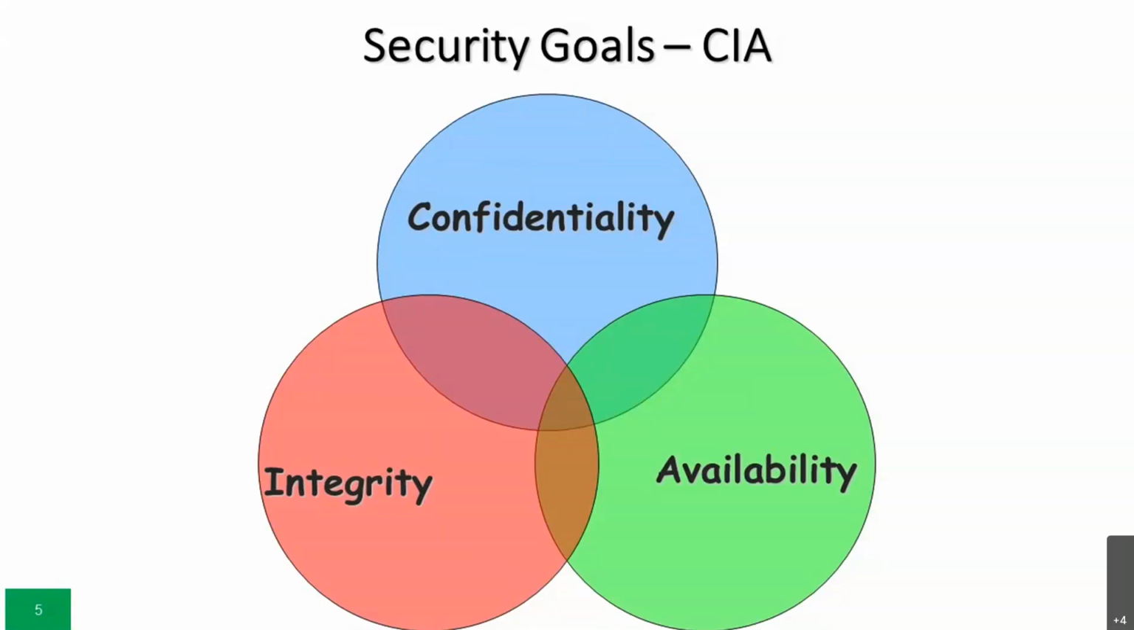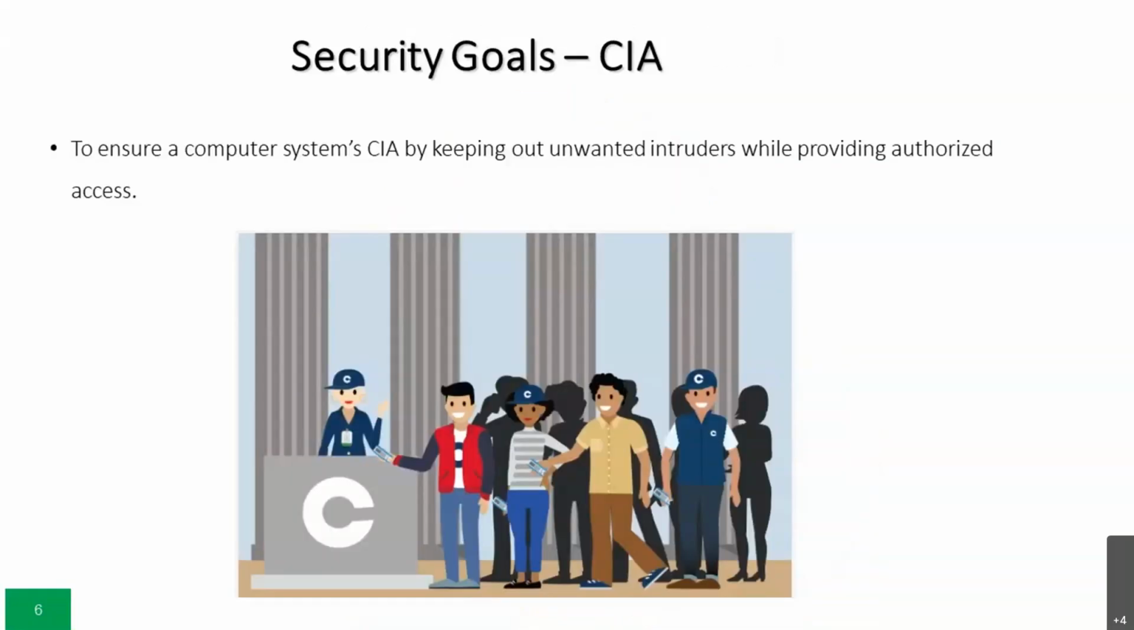These three terms are used for the security purpose. It is called the CIA Triad. The goal of the CIA Triad is to ensure computer system CIA by keeping out unwanted intruders while providing authorized access. The users who are unauthorized should not be able to access the device or data.